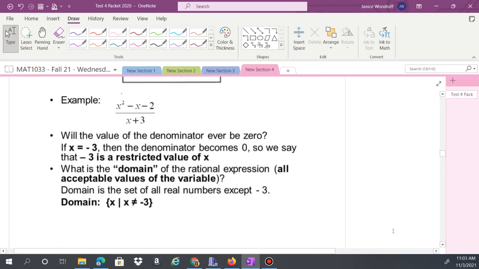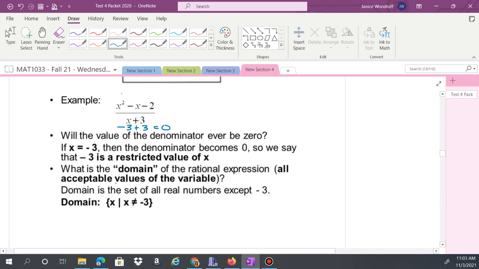So if I look at this example, I have x squared minus x minus 2 divided by x plus 3. Will the value of the denominator ever be 0? Well, if x is negative 3, then I would have negative 3 plus 3, which would give me 0. In which case, that would be a no-no. I cannot divide by 0. So you're going to say that negative 3 is a restricted value of x.